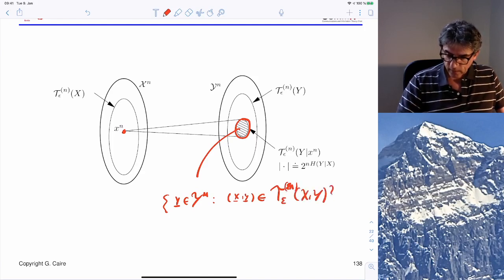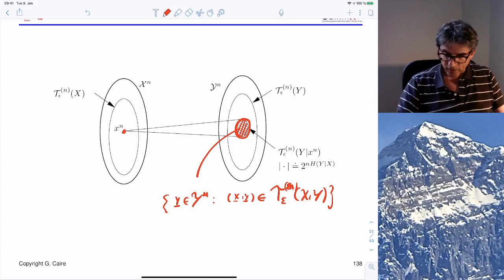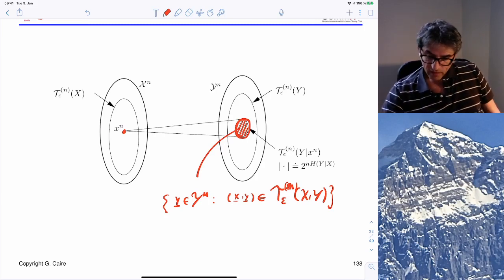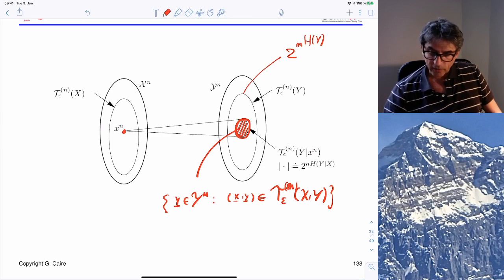Okay. This is the conditionally typical set, which can be seen as follows. Given a typical X, we have a subset of Y's that are strongly related to X, and the others are not. The size of this subset is given by the conditional entropy. The size of the typical set with respect to Y is 2 to the n times the entropy. The size of this conditional typical set is 2 to the n times the conditional entropy.